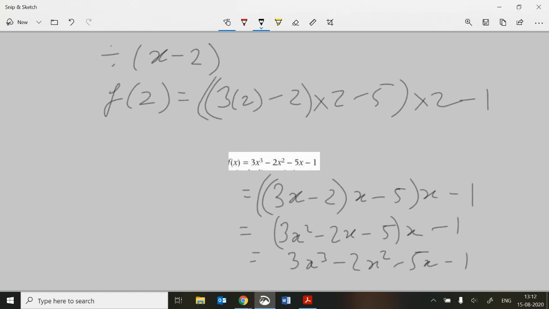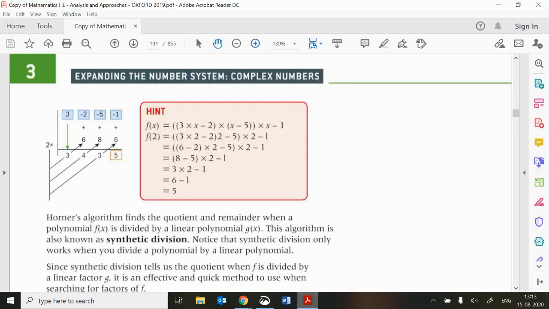Now, if we do that, we'll end up getting 3 times 2 minus 2 gives us 4. 4 times 2 minus 5 times 2 minus 1, and then 4 times 2 is 8. 8 take away the 5 is 3, and then 3 times 2 minus 1 gives us 5. So the remainder is 5. And you can see from their little algorithm here, the little table, that they're giving you the same thing. Okay, right.